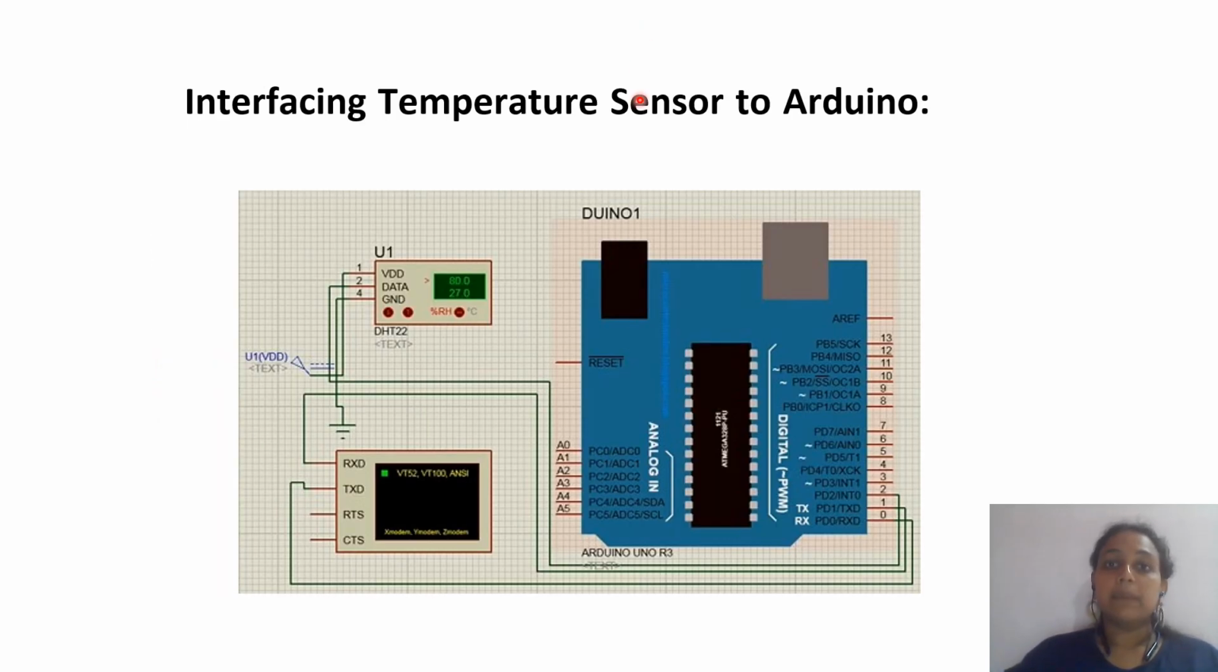Second is interfacing the temperature sensor to the Arduino. I have the temperature sensor where pin 1 is VDD, given the external DC voltage. Pin 2 is the data, which is connected to pin 2 of the Arduino, and pin 4 is my ground, which is given the ground. Similarly, I have the virtual terminal as earlier.